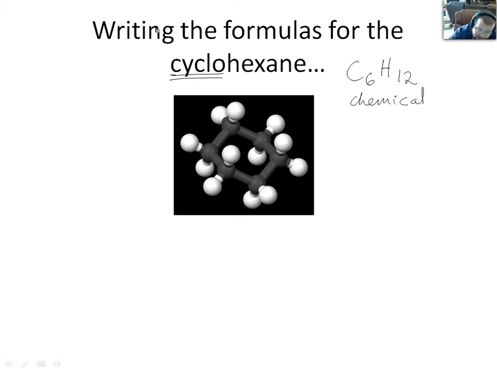Now, we've got 3 left to write. We've got our structural formula, we've got our condensed formula, and our skeletal formula. Let's start with our structural formula. Now I've got a ring that I'm going to draw as a hexagon because I've got 6 carbons that are attached. To each carbon, if you look at the picture, I have 2 hydrogens. So let's fill those in here.